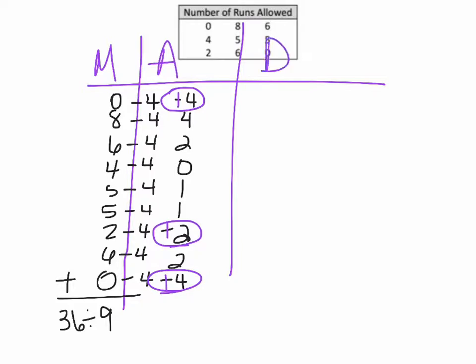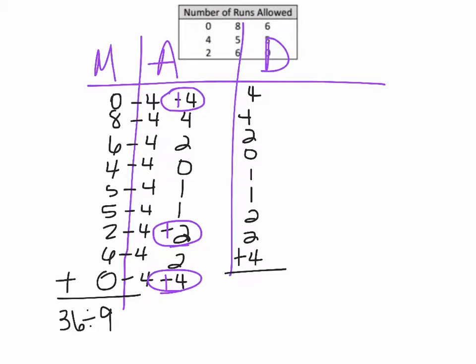All right, so my last column is my deviation column. And so I want to know how far it deviated off the average. So this one deviated 4, 4, 2, 0, 1, 1, 2, 2, and 4. Okay? And remember, it's average, subtract, average. So I've found the average, I've subtracted each one, now I have to find my final average.